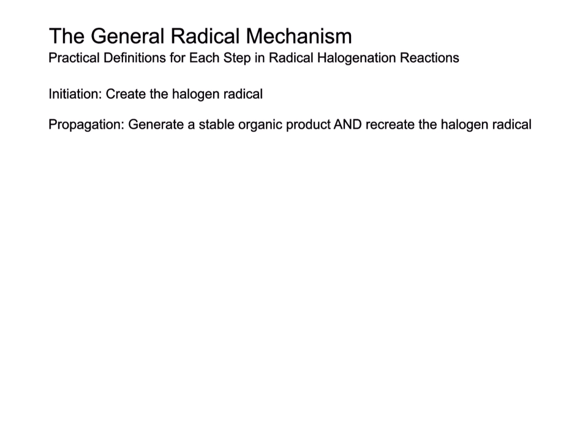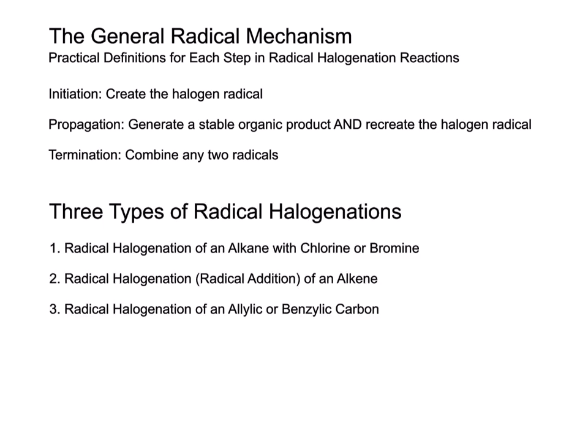The other thing that students get wrong is that propagation is where you get your final product in radical reactions. You do not get it from termination, because termination is when we combine any two radicals, effectively removing the radicals from the system. Usually the termination step gives us weird products in very low concentrations that we can ignore. So again, your actual product comes from the propagation step.